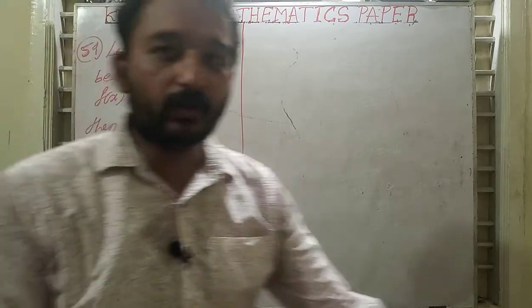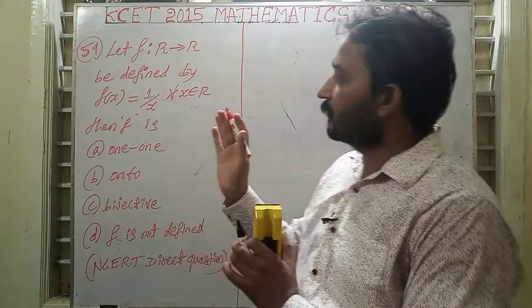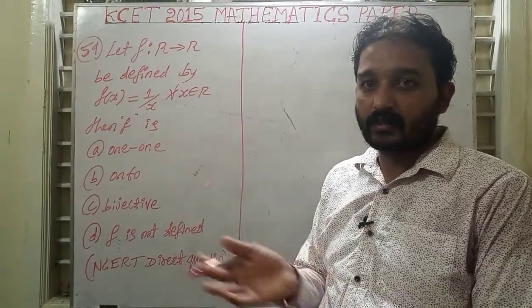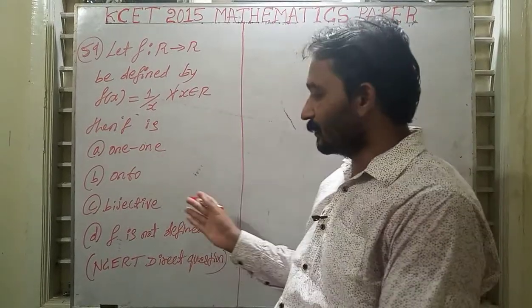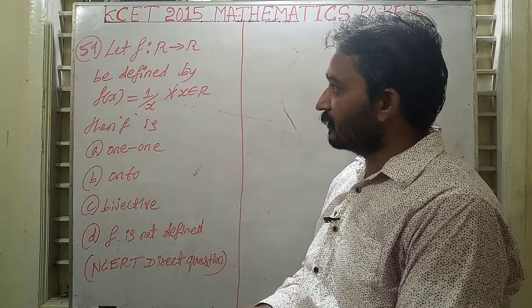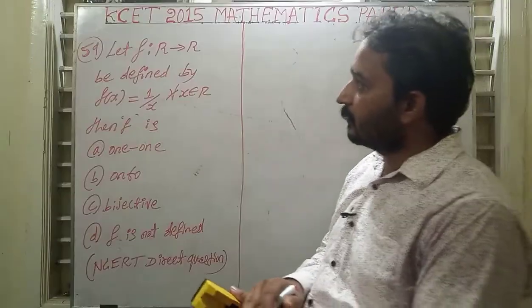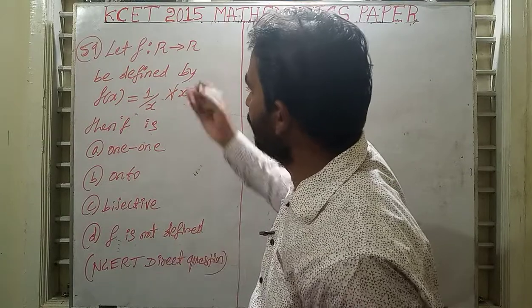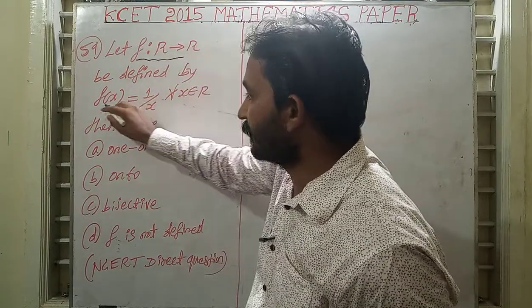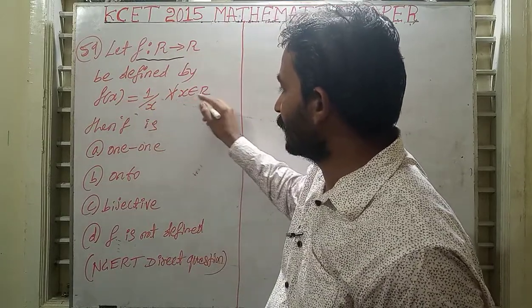So now let us move on to the next question, question number 59. This question is based on the chapter relations and functions, particularly one-one onto bijective. Let us see the question. Let f from real numbers to real numbers be defined by f of x is equal to 1 by x for all x belonging to real numbers.